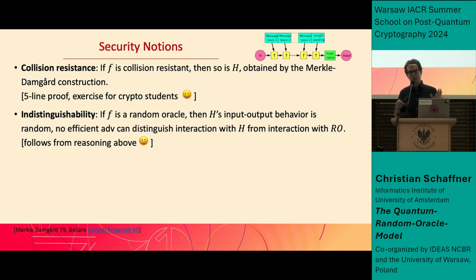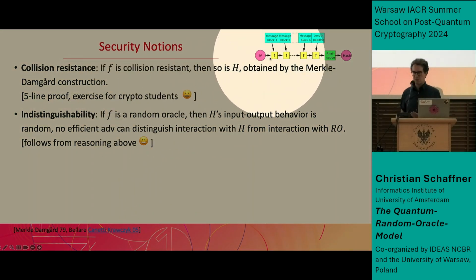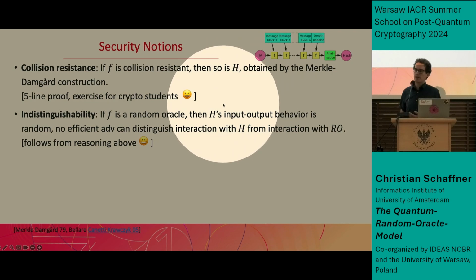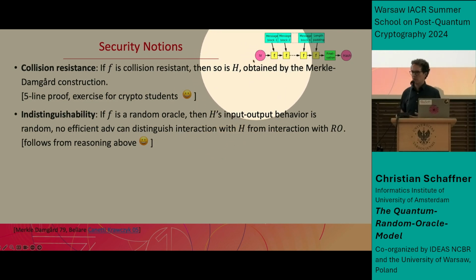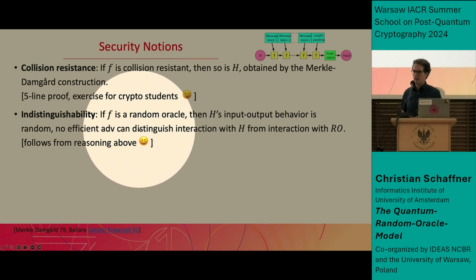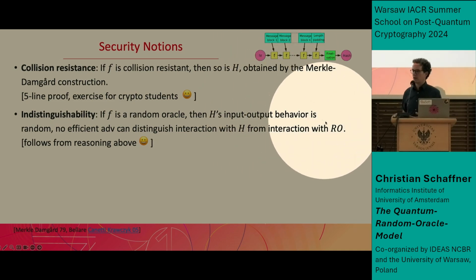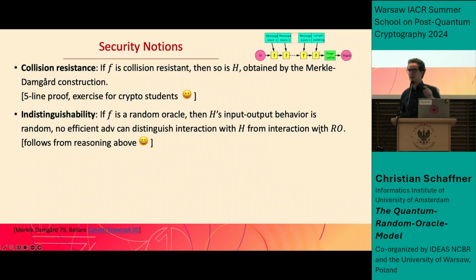That's one of the very nice features of this construction. So this is kind of basic. A more advanced security notion would be so-called indistinguishability. This would assume that if F is a random oracle, so if this compression function just is a random function, then the input-output behavior of this whole hash function built in this way is random. In particular, what we mean is that no efficient adversary can distinguish the interaction with the whole H from an interaction with a random oracle. And if you've done that before, then also this one is not going to be very hard.